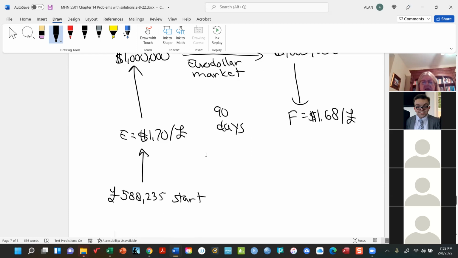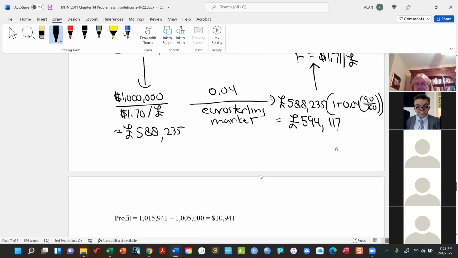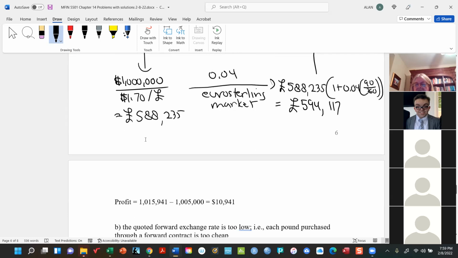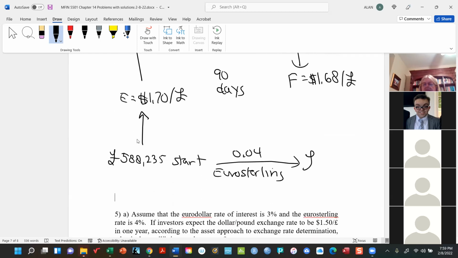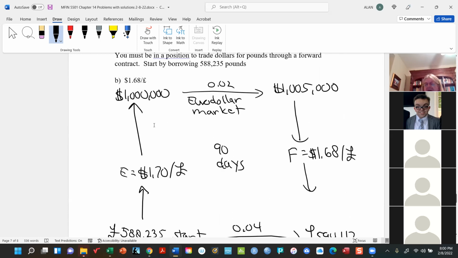In the meantime, at some point, we're going to have to repay this pound loan. So this is 4% in the euro sterling market. Remember before, we did multiply this number out, and it turned out to be 594,117. So we don't have to do that again. This is how much we have to repay on our loan, because we borrowed pounds. But we also are cashing in this investment, where we're taking $1,005,000. And because we're converting them into pounds, we divide.